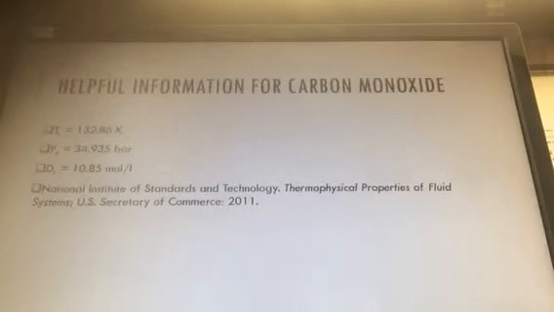I just wanted to point out that, again, the critical temperature is 132.86, the critical pressure is 34.935, and the critical density is 10.85 moles per liter. I got all of my data from the National Institute of Standards and Technology, so I'm just giving them credit.